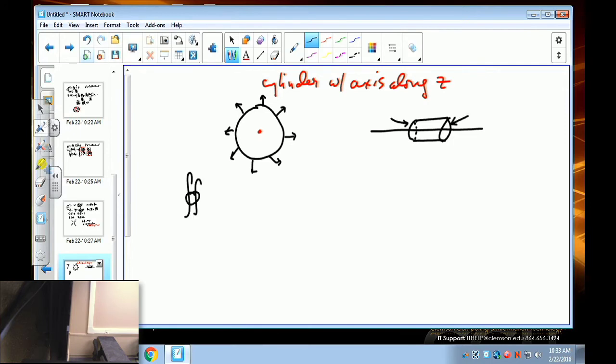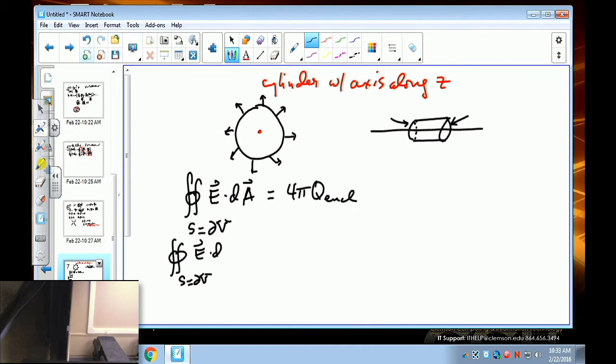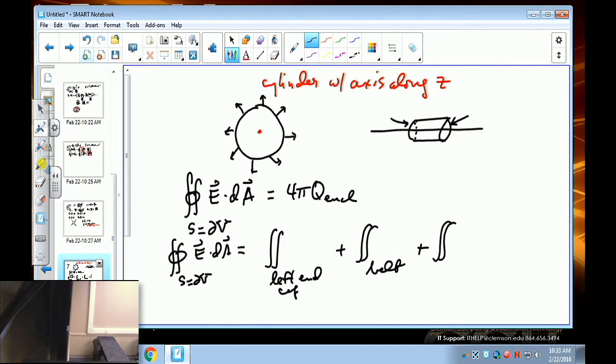So Gauss's law would be: if I find the flux of the electric field around this surface, which completely encloses a volume, this is going to be 4 pi times the charge enclosed. And this integral around the complete surface can be broken up because an integral is a sum. I can break it up into pieces: left end cap, plus the belt, plus the right end cap.